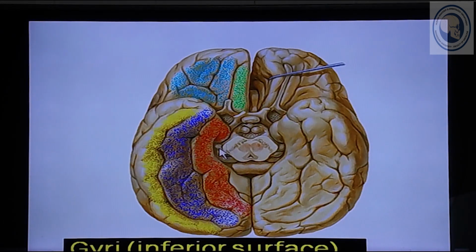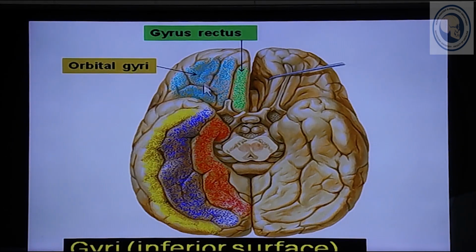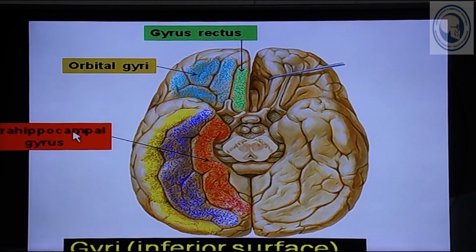What about the gyri on the inferior surface? Medial to the olfactory sulcus, we have the gyrus rectus, and the H-shaped orbital sulcus divides the four orbital gyri from each other. We have the anterior, posterior, medial, and lateral orbital gyri. On the tentorial part of the inferior surface, we have this gyrus. This gyrus is medial to the collateral sulcus. It is called the parahippocampal gyrus.